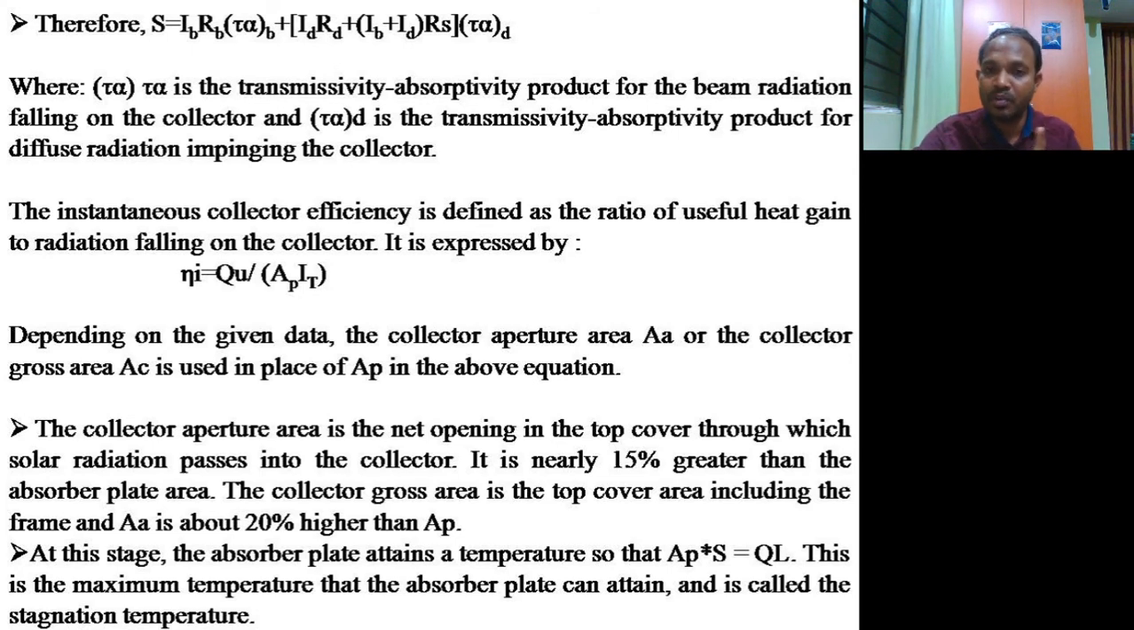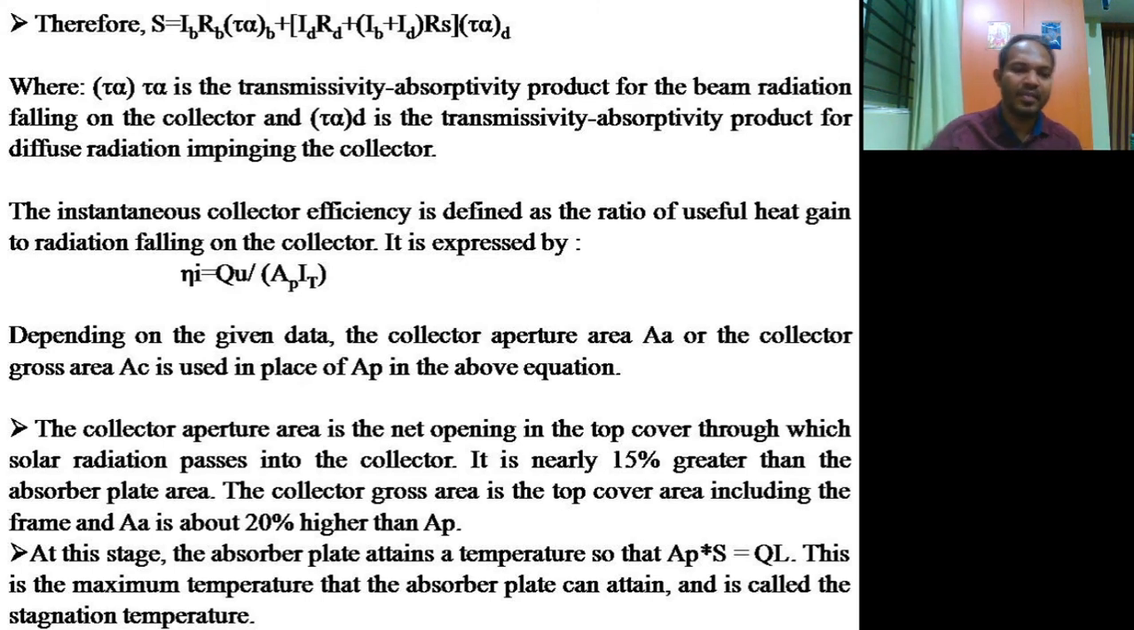It is only to make sure that the absorber plate is exposed maximally. There should not be any shading effect on it. This is the idea behind it. The collector gross area is the top cover area including the frame, and the aperture area, that is AA, is about 20% higher than the plate area. So this area will always be 20% higher than the absorber plate area. Why? Because at any cost there should not be any shading effects and it should be exposed maximally.